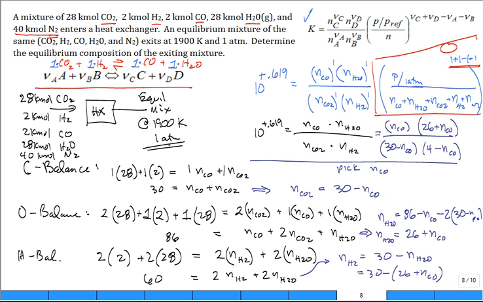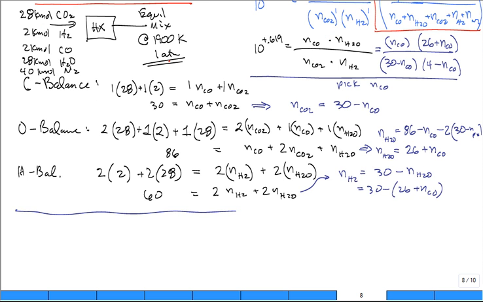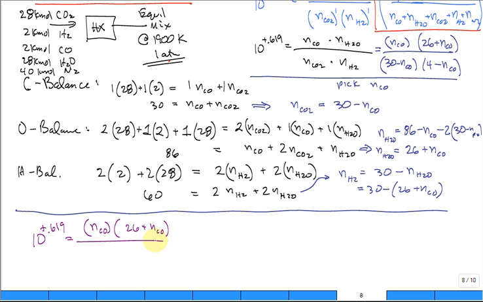I need more room, so I'm going to have to scroll down, okay? So I scroll down, and I have this equation. 10 to the plus 0.619 is equal to what I'm looking for, NCO times 26 plus the number of carbon monoxide, divided by 30 minus the number of carbon monoxide times 4 minus the number of carbon monoxide. One equation, it's nonlinear. It's still algebraic, but it's nonlinear with one unknown.